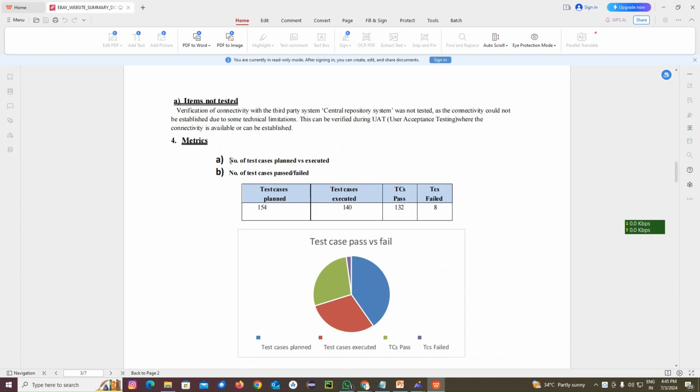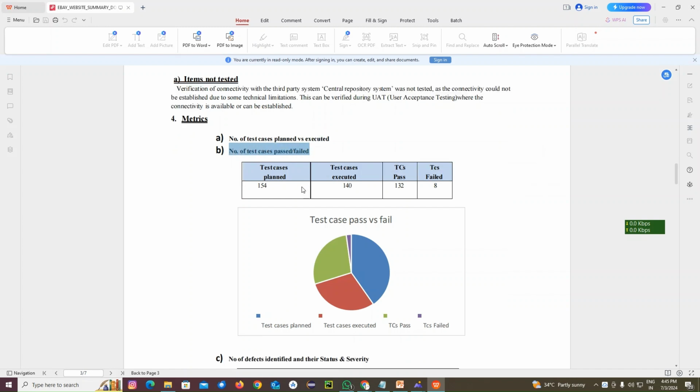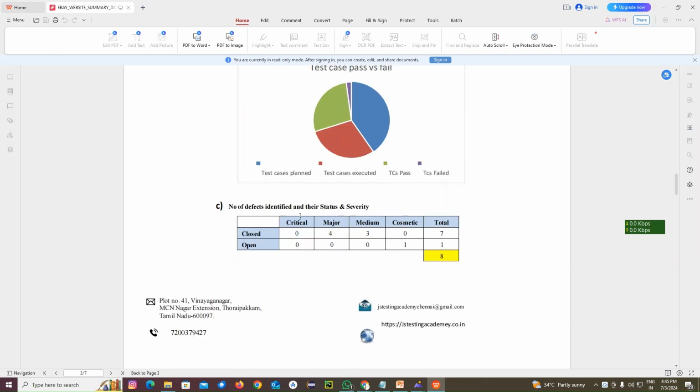Then metrics, as I told you: number of test cases planned, number of test cases executed, number of test cases passed and failed. Like that, you gather and send in your test summary report. Total number of test cases planned, total executed, how many passed and how many failed. Okay, total number of defects identified, in that how many critical, major, medium and low. Like that, you gather metrics based on the severity level.